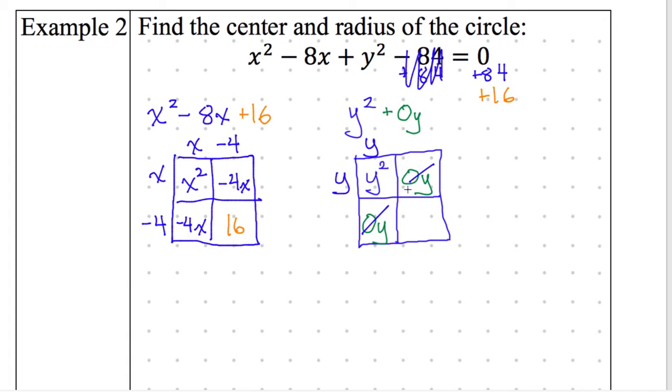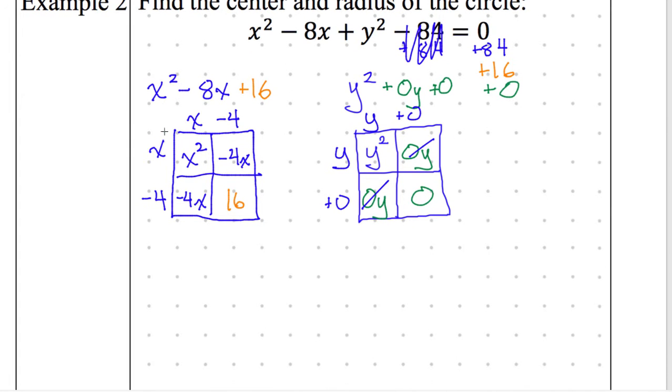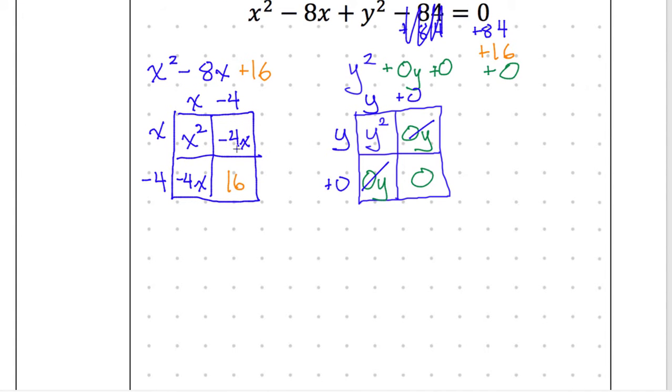It's really just 0. It's y plus 0, y plus 0. 0 times 0, I'm adding 0 to both sides. So plus 0, plus 0. I've now completed the square on both sides. Again, just take the side length, and that is your square. The side length is x minus 4 quantity squared. My side length was just y. Y plus 0 is just y, so y squared. I've now completed those squares, and now I have to add up the right-hand side. 84 plus 16 plus 0 is 100.